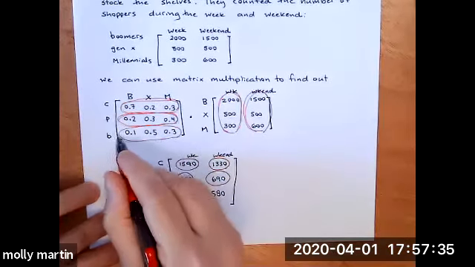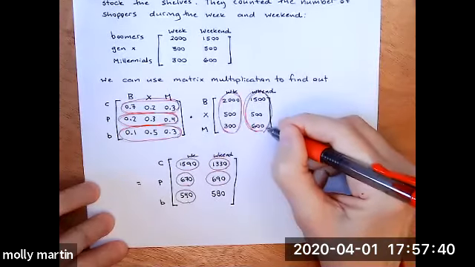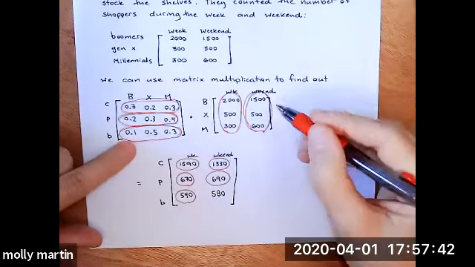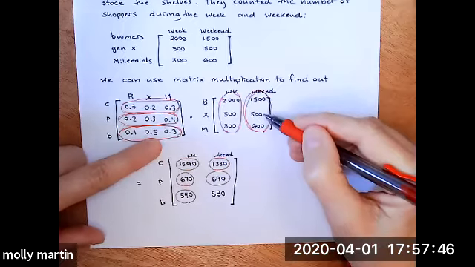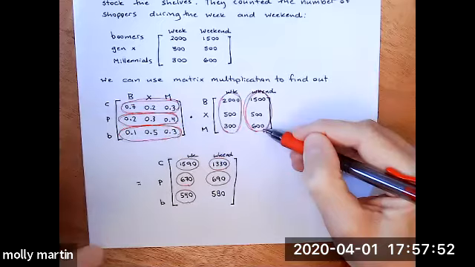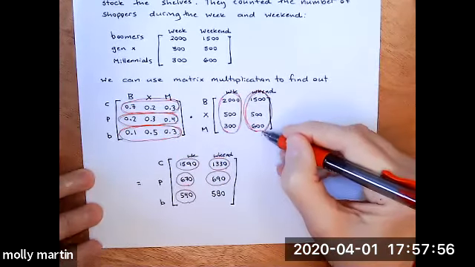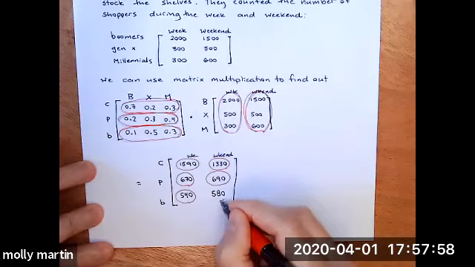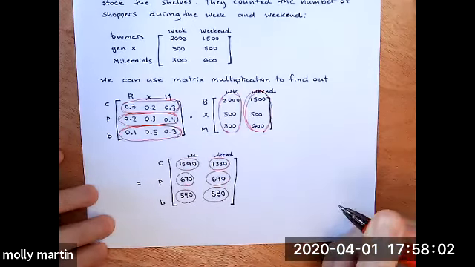If you multiply the third row times the second column, you get 0.1 times 1,500 plus 0.5 times 500 plus 0.3 times 600. The third row times the second column goes in the third row, second column.